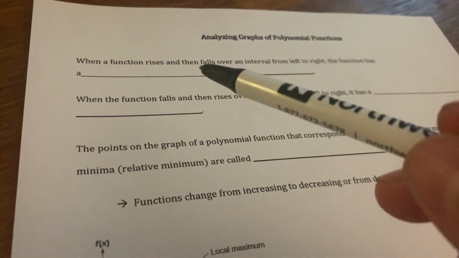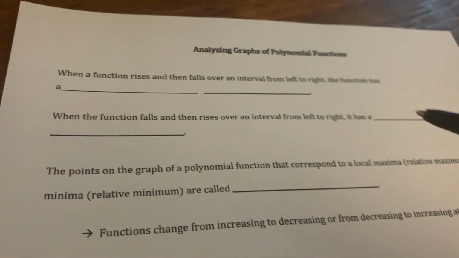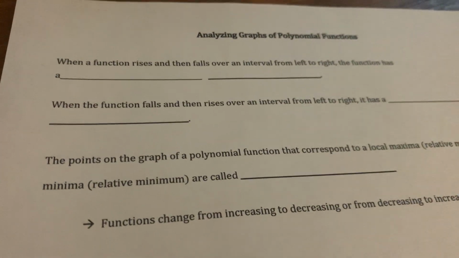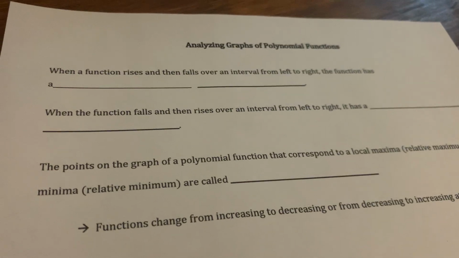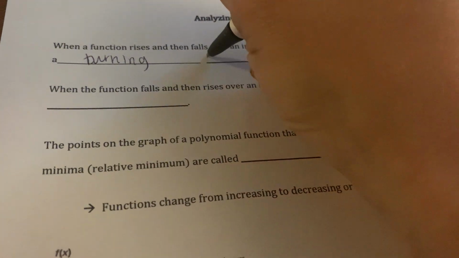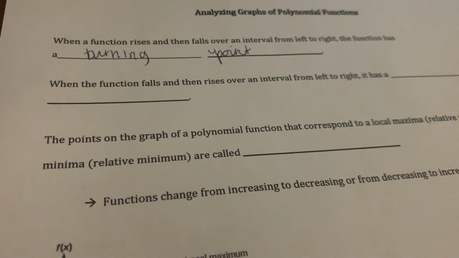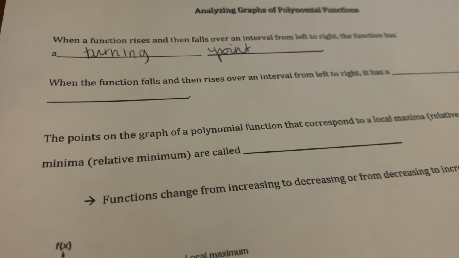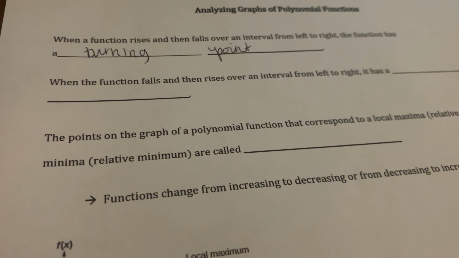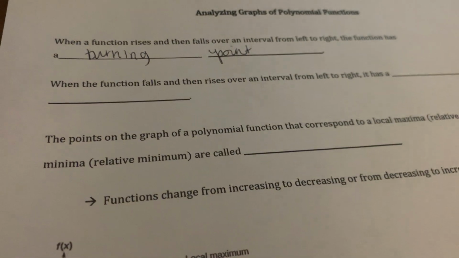When a function rises and falls, for instance this, when a function rises and falls over an interval from left to right, the function has a turning point. Okay. I shouldn't have said turning point. Okay.